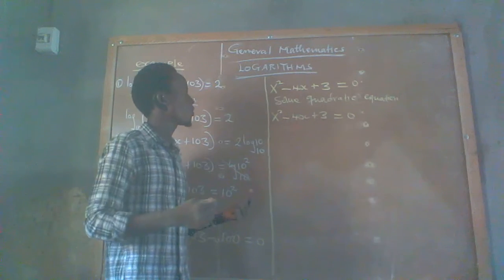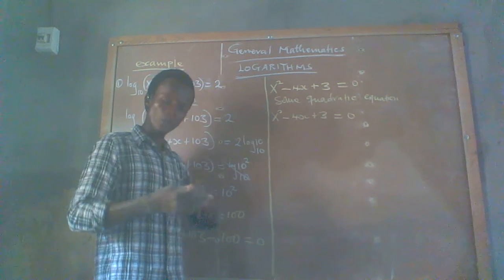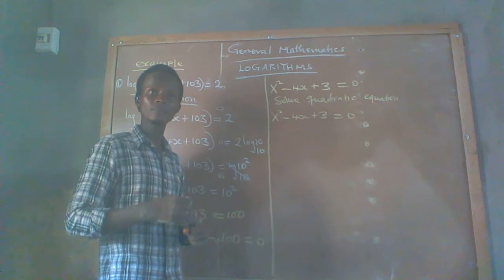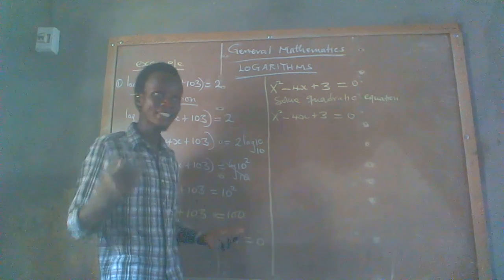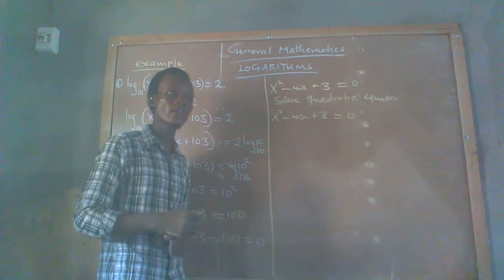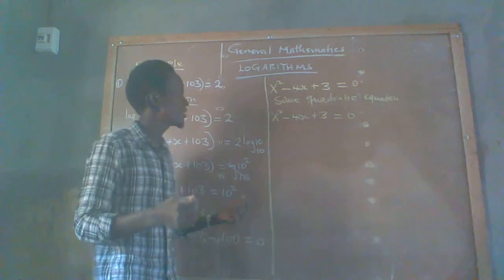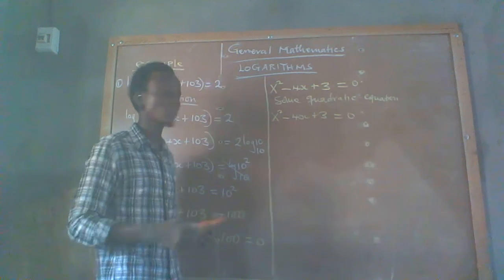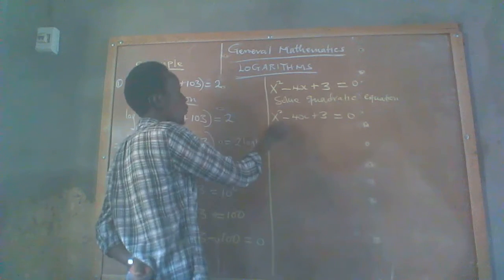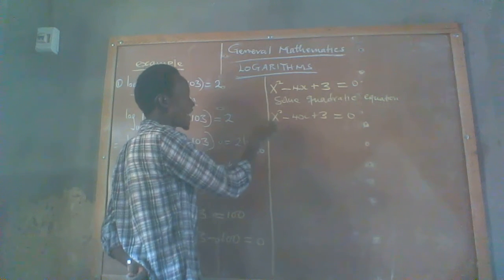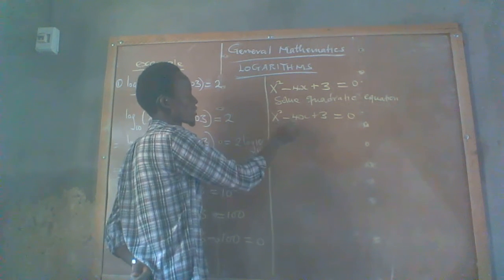Now, either we use the sum and the product rule, the quadratic formula, the trial and error method, or the completing the square method. But for you not to be in a difficult situation, let's use the sum and the product rule, right? So now, what numbers are we to add or subtract for us to have minus 4?